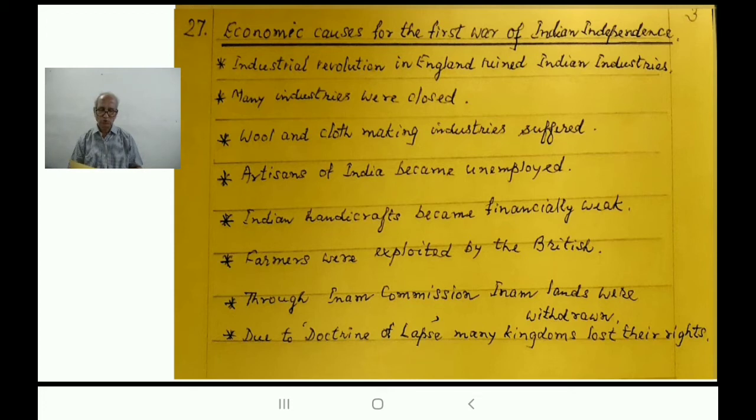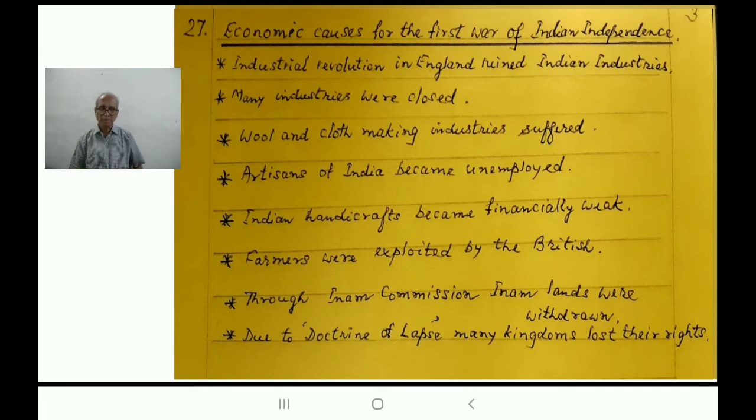Then through the Inam Commission, Inam lands were withdrawn. That is a system that was there for a long time in India. Inams had been gifted away to people, to temples, to important persons. It was a system that was going on. That system was given up. Government took over the lands that had been given as inams, and they had a different way to be followed.